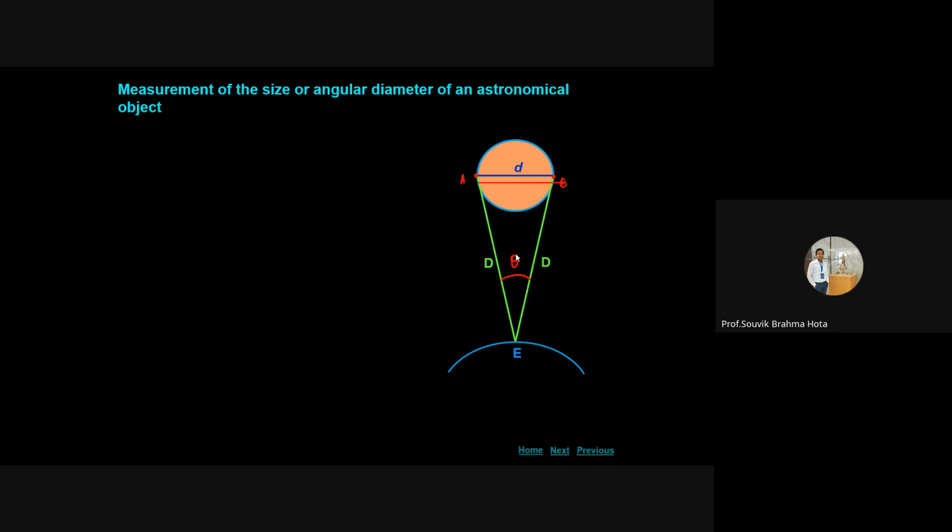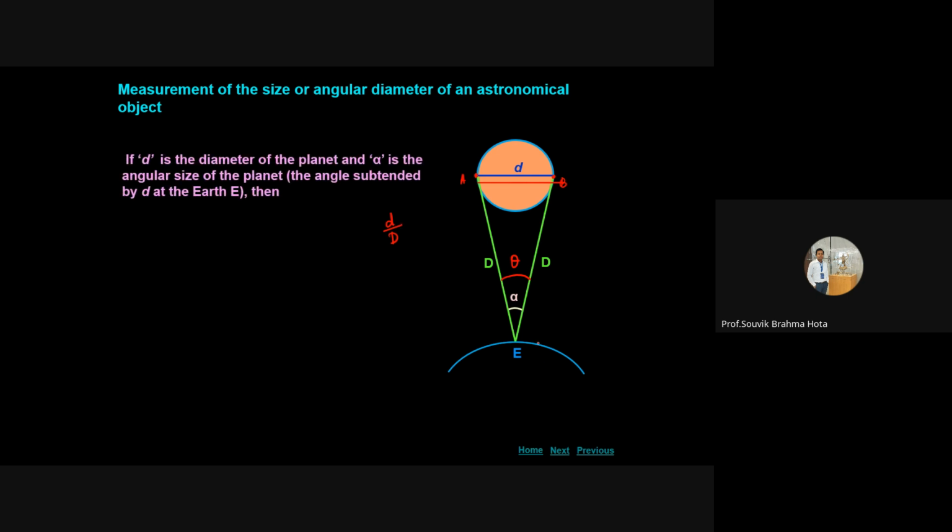Same concept. We know small d by capital D. Here they have considered alpha instead of theta, so that is up to you. You can consider anything. Theta is equal to small d by capital D, or alpha is equal to small d by capital D. I have considered theta and they have considered alpha, but both are the same thing.